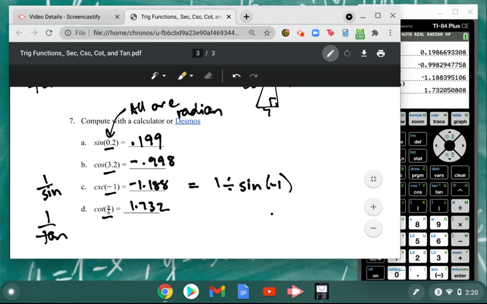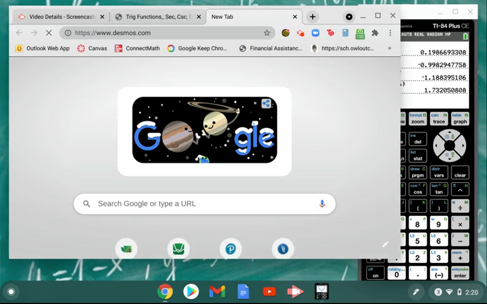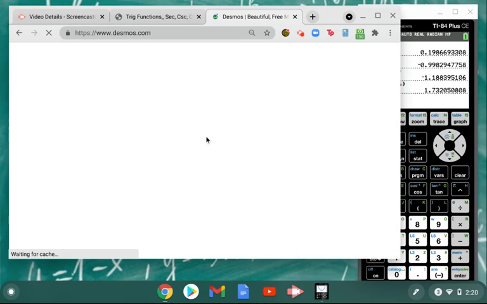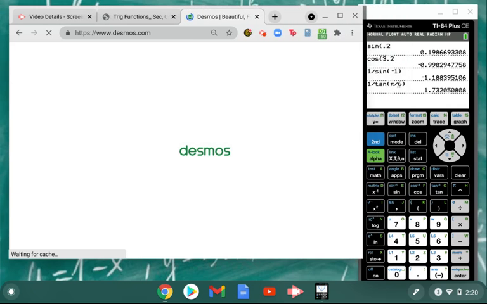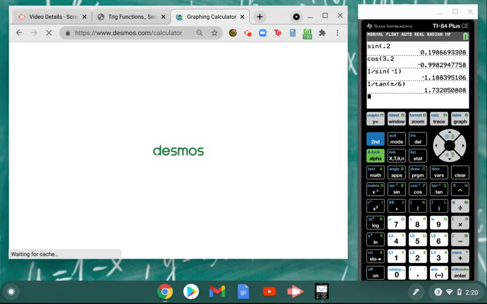1.732. Desmos will also do a nice job of these for you. So if I go into Desmos, let me go ahead and grab a new view here. And we'll just type some of these into Desmos. I can probably grab them right from there. Great. You can have Desmos on your phone. It's always free on the computer.